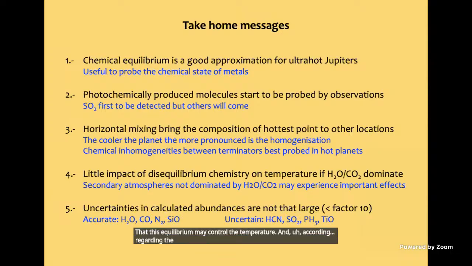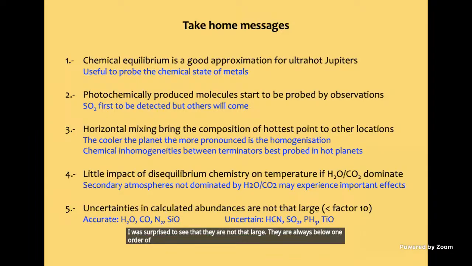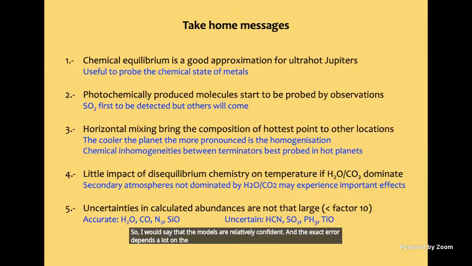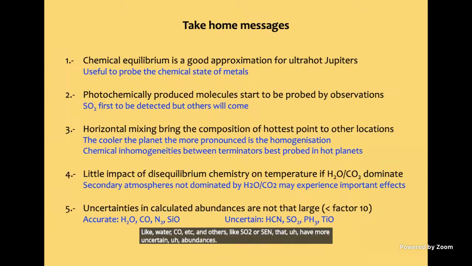regarding the uncertainties in the abundance of the chemical species produced by chemical models, I was surprised to see that they are not that large. They are always below one order of magnitude. I was expecting much more. So I would say that the models are relatively confident, and the exact error depends a lot on the molecule. There are molecules which are very accurately predicted, like water, CO, etc., and others like SO2 or SCN that have more uncertain abundances. And that's all.